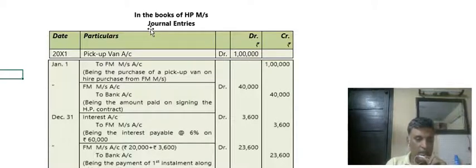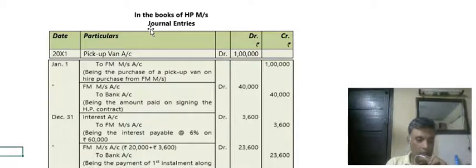Then second entry is for the down payment. What is the entry for down payment? Hire vendor to bank, which is 40,000. Okay, that is getting paid. Then end of the year, interest actually accrues for that 60,000 which we worked out, right? So 60,000 into 6% is 3,600. Our table already captured this amount. So we pass an entry for interest, which is interest account debit to hire vendor 3,600. Interest is an expenditure and we give a credit to the hire vendor because we owe him.